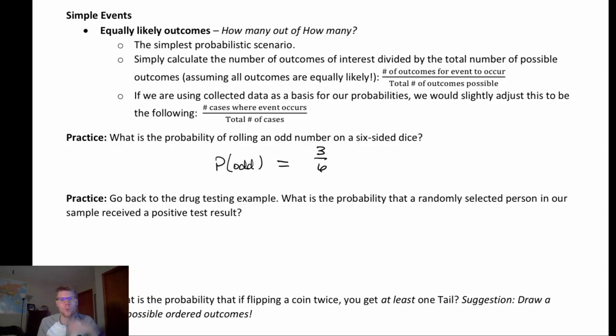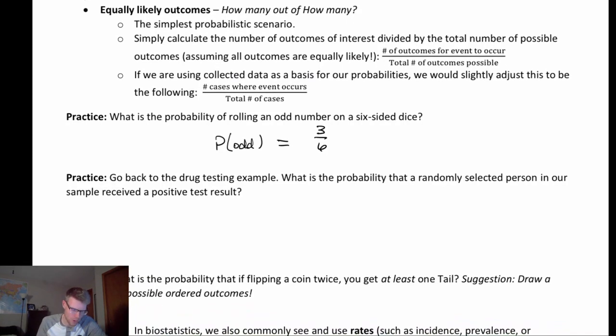I'll also give you one more, but I won't do it for you here. Go back to the drug testing example. What is the probability that a randomly selected person in our sample received a positive test result? You can take a look at this scenario right here. I'll probably just start here in class, but see if you can calculate the probability that a randomly selected person in our sample gets a positive test result.